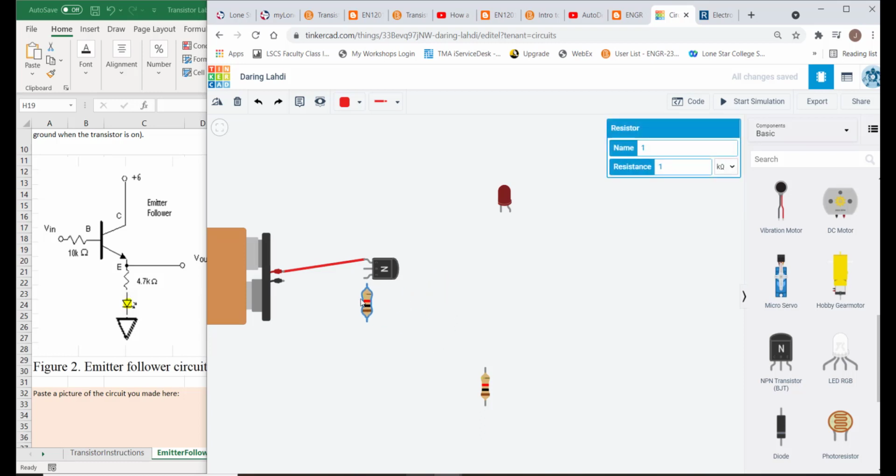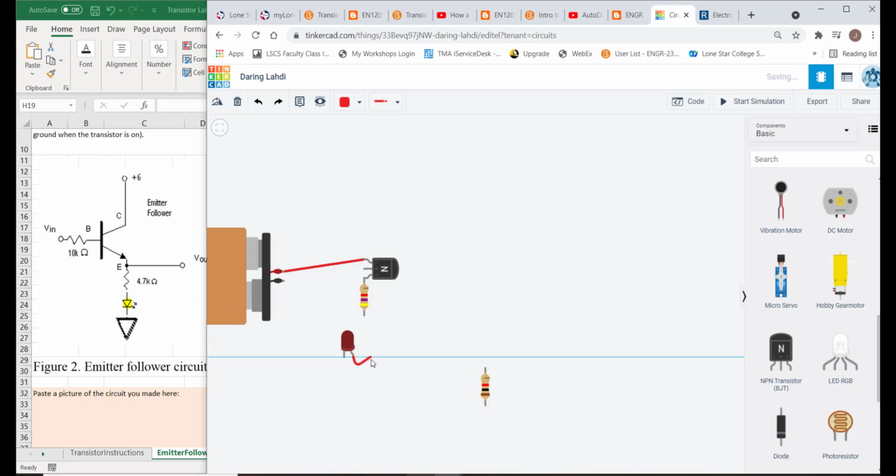So through the emitter, and that will go through a, so we'll say 4.7 kilo ohm. And remember, for an LED, there's an anode and a cathode. The anode needs to go to the positive side of this, and then the cathode is the little piece that will go to ground.